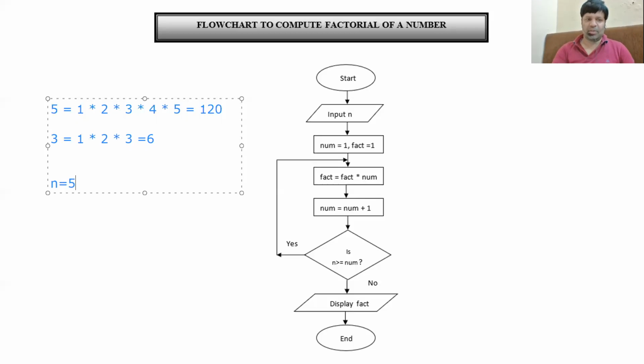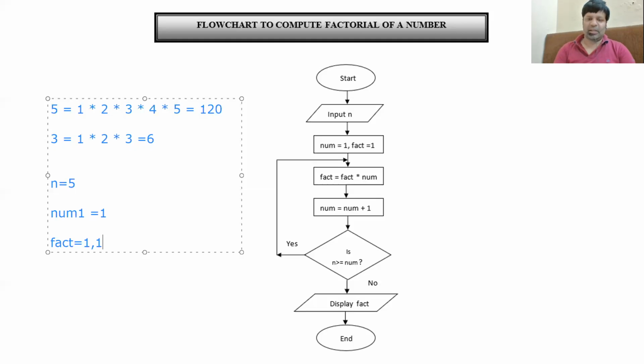So n becomes 5. The next is an internal process with which we are initializing two variables. One is called num, which will be equal to 1, and one is called fact, which will also be initialized to 1. So what is fact? Fact is the variable that will contain the final value of the factorial of 5. The next is an internal operation which says fact is equal to fact multiplied by num. So 1 multiplied by 1 will become 1.